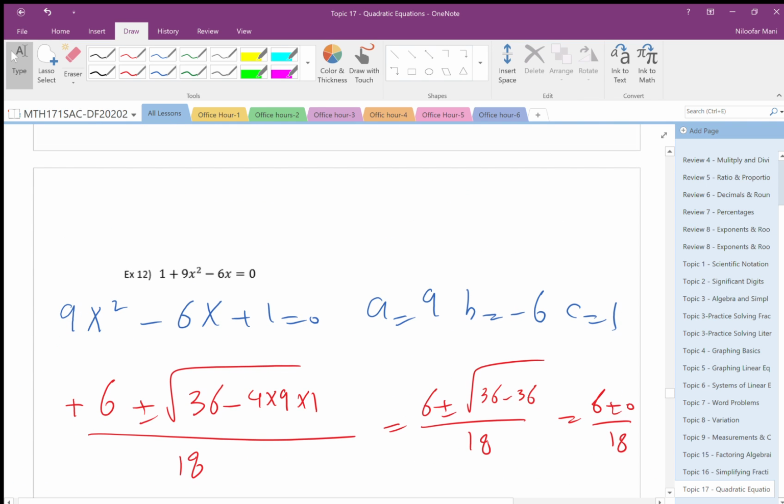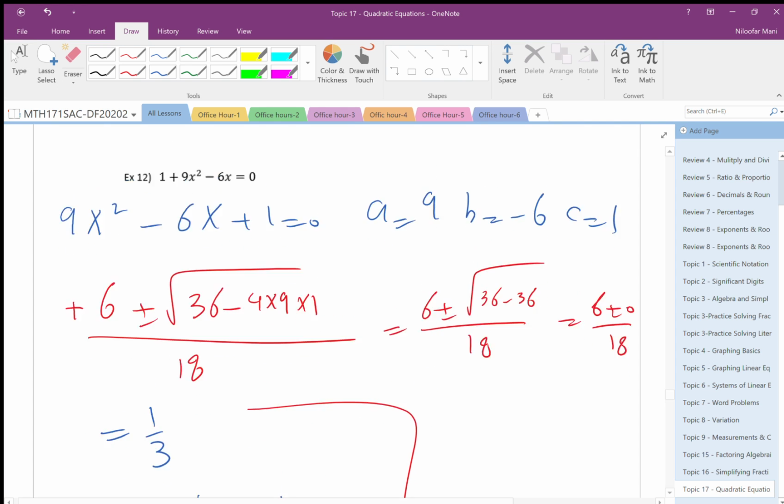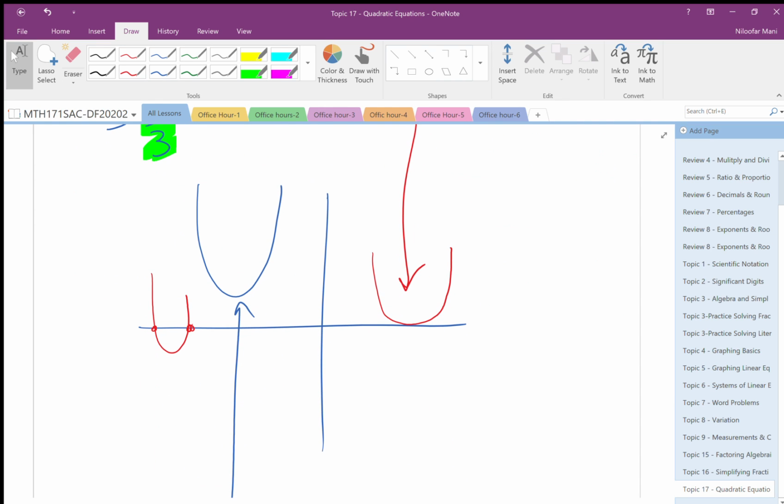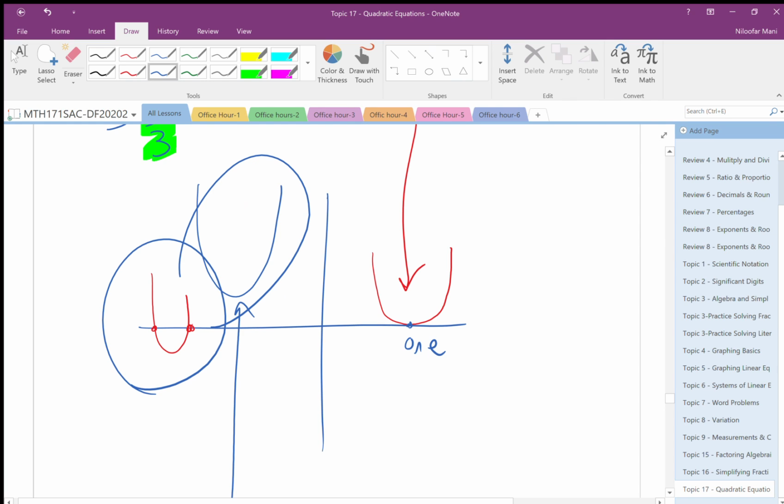Okay, how about this one? So here it's already set up, so you can use the formula here. When you use the formula, you see under the radical is 0. So you see, instead of 2 answers, you just have 1 answer. It's possible. If I want to show you, the graph looks like this, because I just have 1 answer, just 1. If it is like that, I have 2 answers. If it is like this, I have no answer, and all of them are possible.